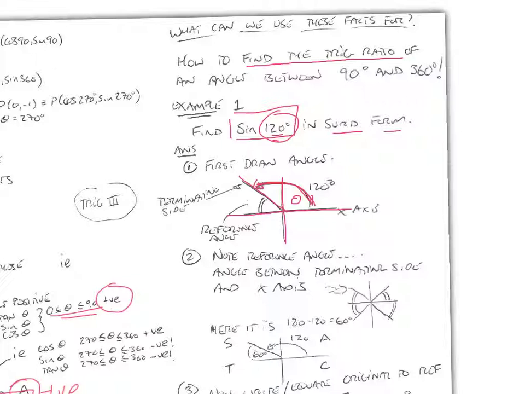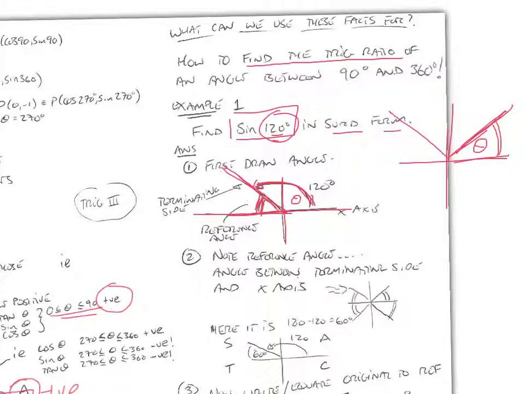Then we take note of this second angle, which is known as the reference angle. The reference angle is the angle between the terminating side and the x-axis. So in the first quarter, that's the reference angle, that's the terminating side, that's the x-axis.